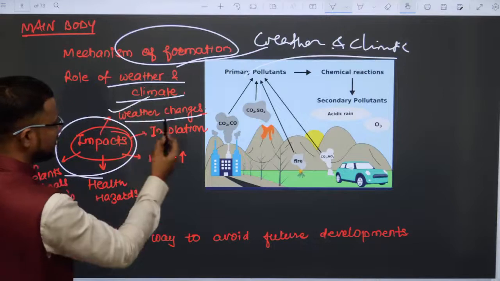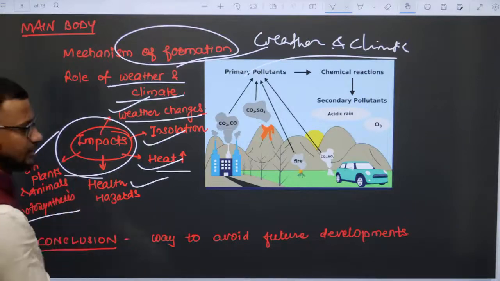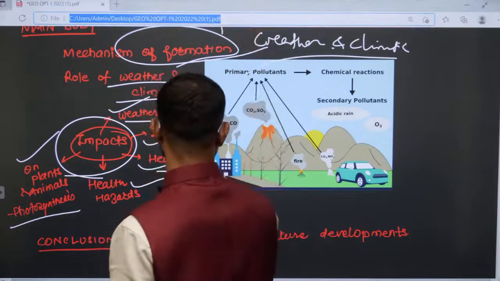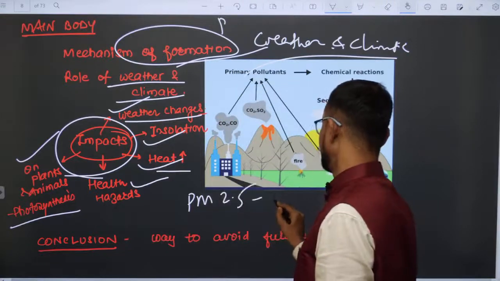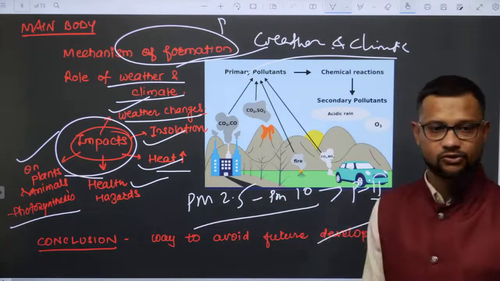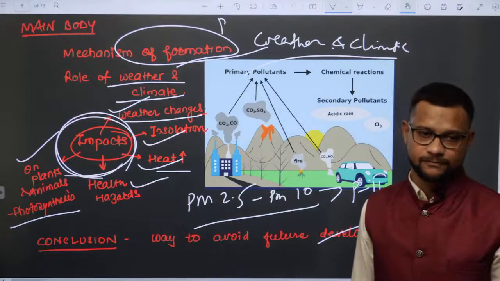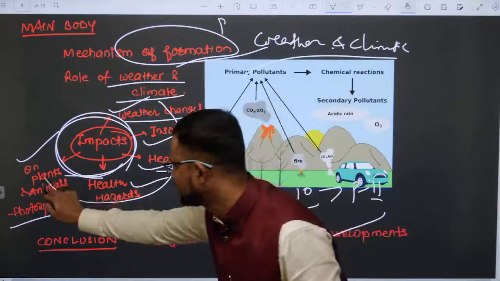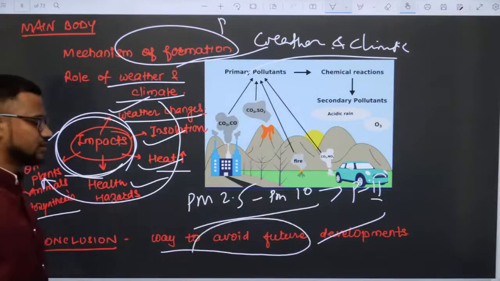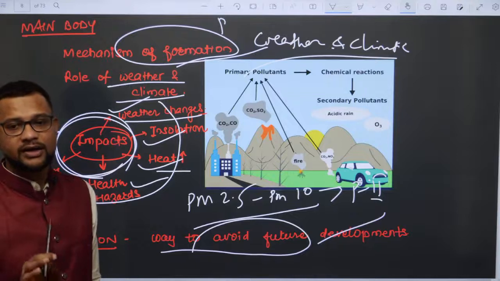So weather changes, insolation, heat, okay, then health hazards, and on plants and animals, because wherever you will find the intensity of pollution, PM 2.5, okay, and PM 10, right? इस पे पेपर 2 में क्वेश्चन पूछा है पर्टिकुलेट मैटर रिलेटेड. ठीक है, so these things are more hazardous for humans as well as plant existence. And yes, you can connect it with the weather, climate impact, and this way. Okay, so conclude it with how to avoid the development of the pollution dome, because that development of pollution dome is really harmful for plant and animal existence.